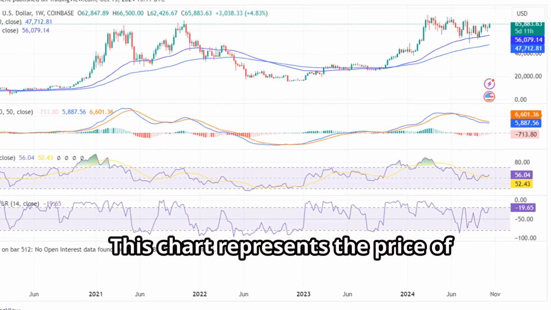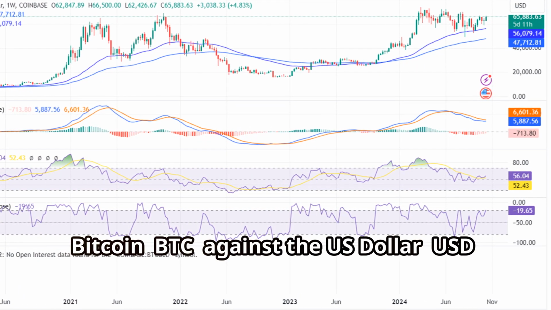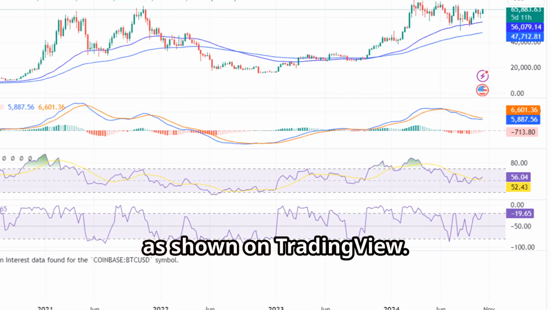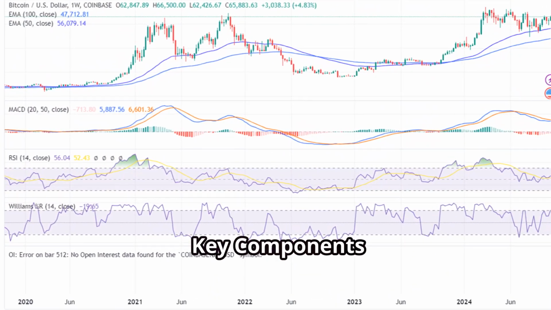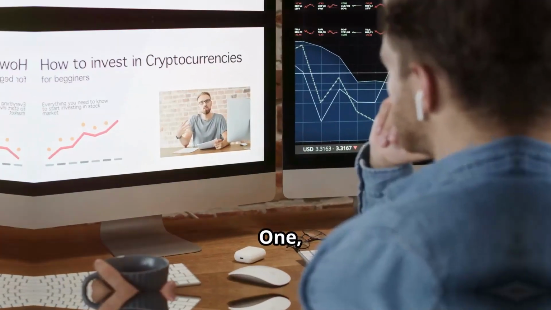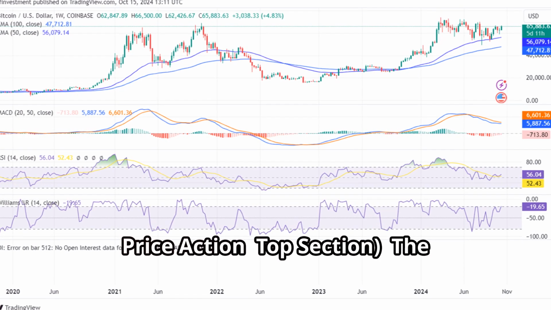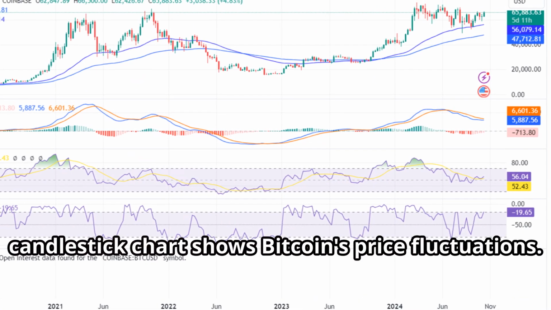This chart represents the price of Bitcoin, BTC, against the US dollar, USD, over a weekly time frame, as shown on TradingView. Let's break it down. Key components. 1. Price action, top section. The candlestick chart shows Bitcoin's price fluctuations.